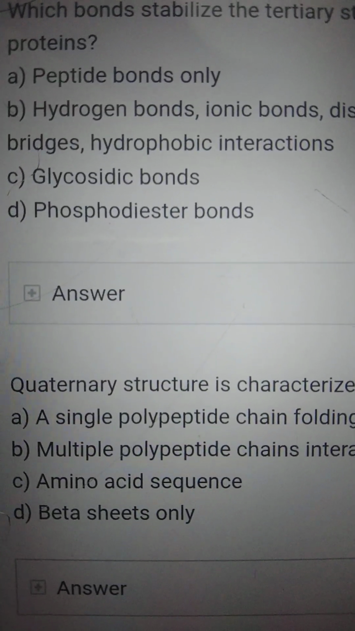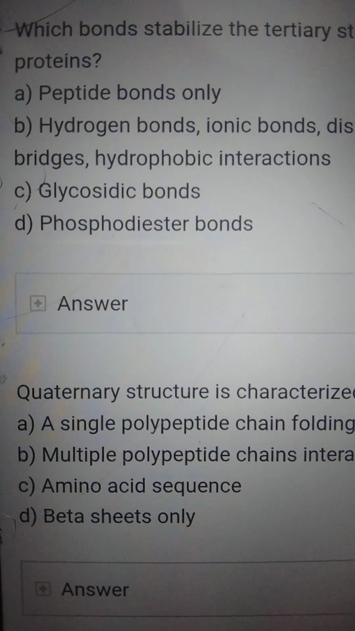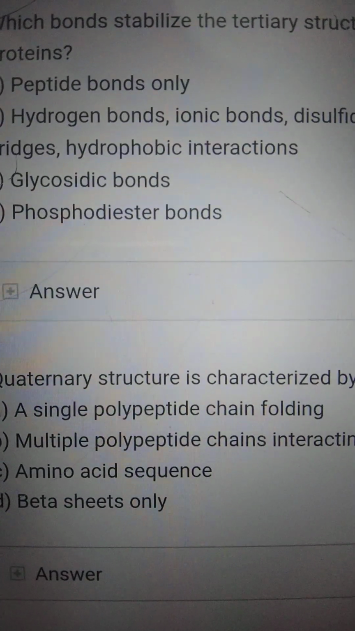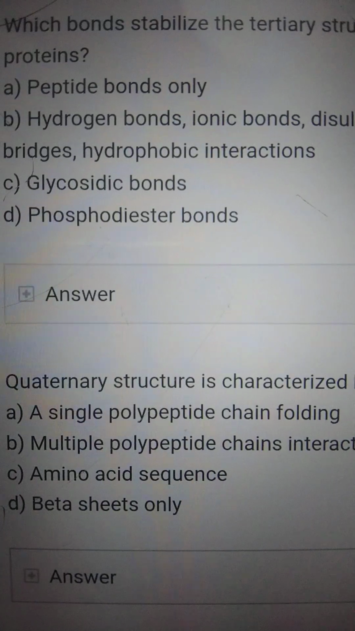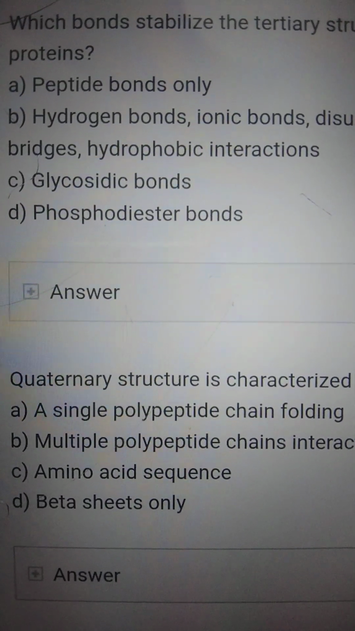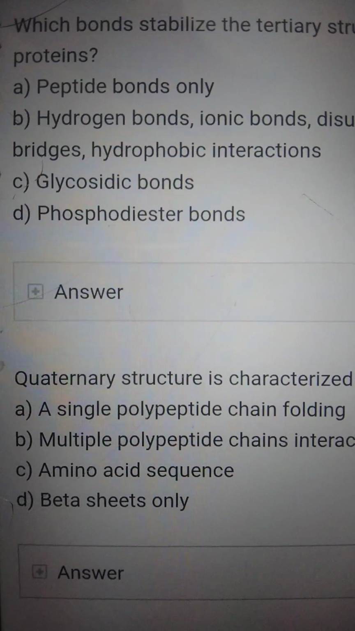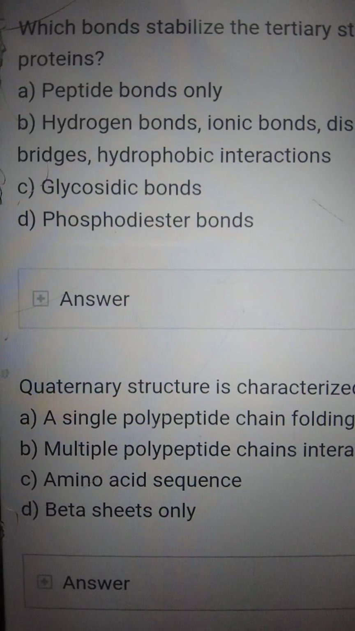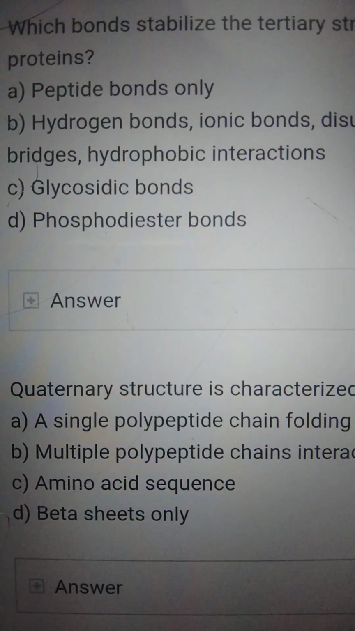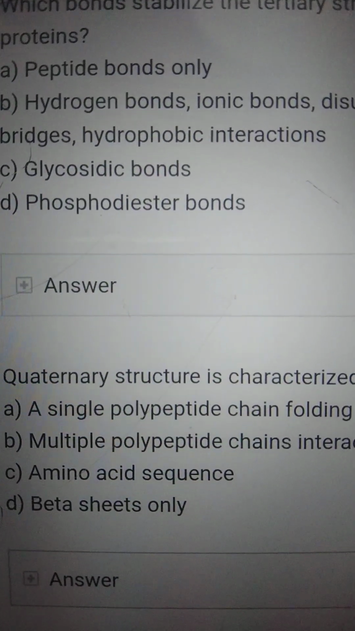Hydrogen bonds, ionic bonds. And the next question is, quaternary structure is characterized by single polypeptide chain, multiple polypeptide chains, amino acid sequence, or beta sheets only. When you go through the theory, easily the multiple polypeptide chain is the correct answer.